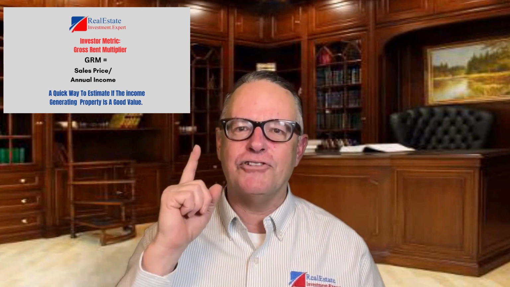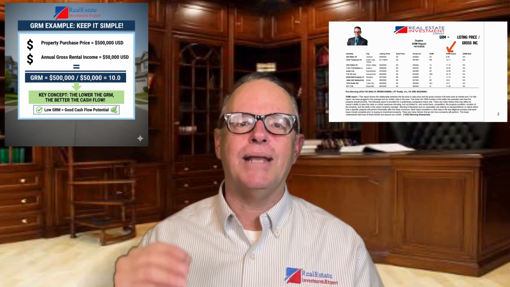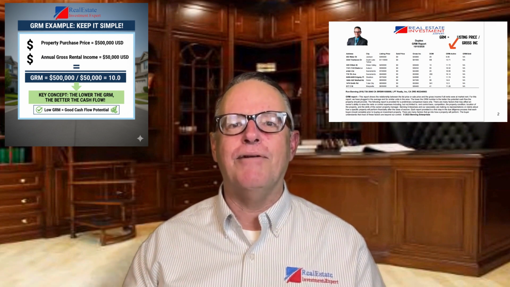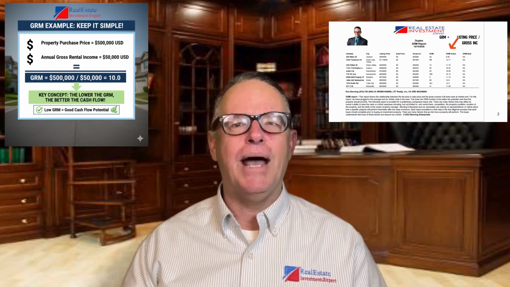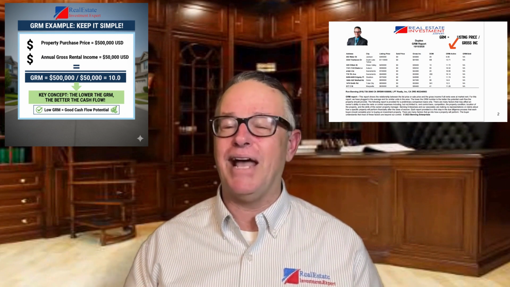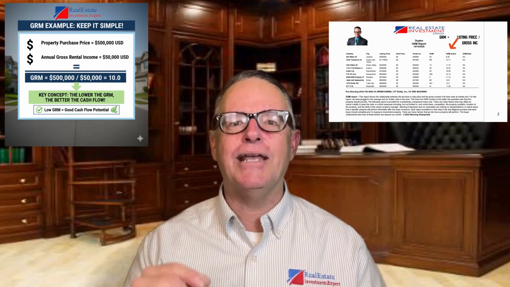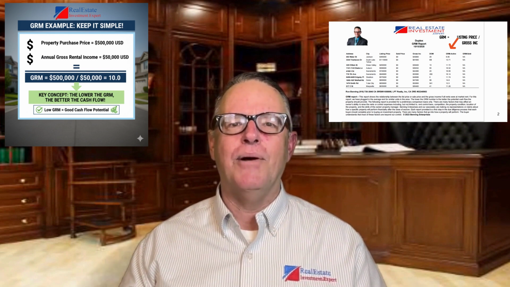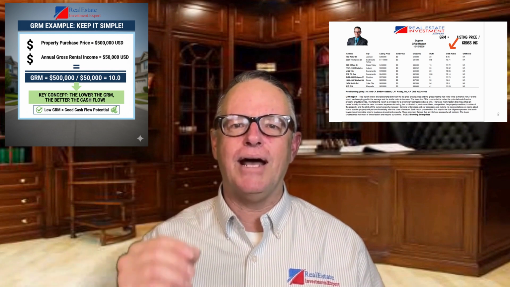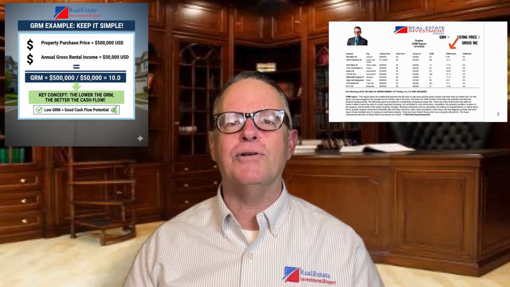To make the numbers simple, if we had a property that was $500,000 and it had annual income of $50,000, we would divide the 500,000 by the 50,000 and we would have a GRM of 10.0. Here's the key concept. The lower the GRM, the better the cash flow will be. So always keep in mind, low GRM equals good cash flow potential.